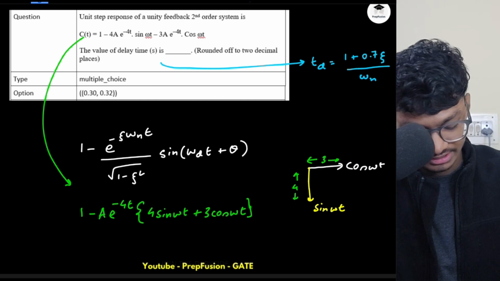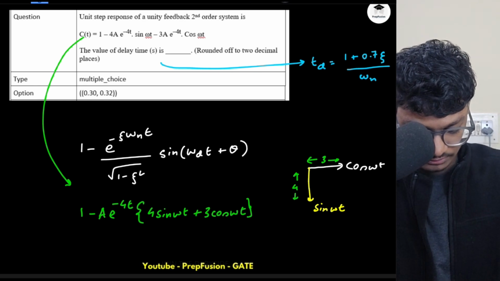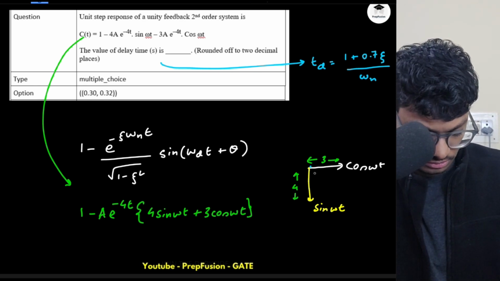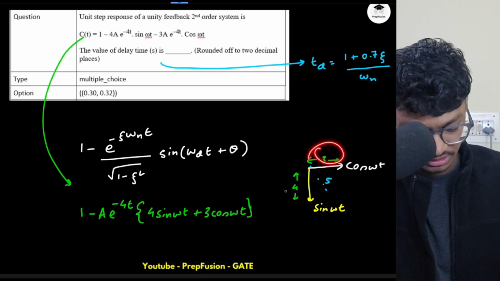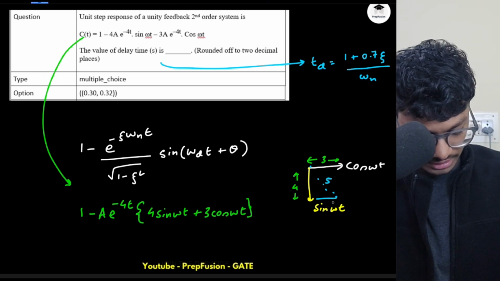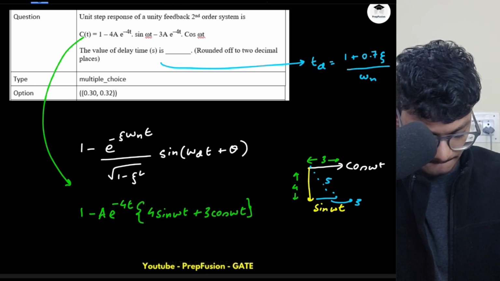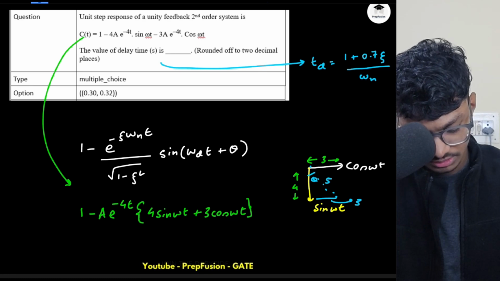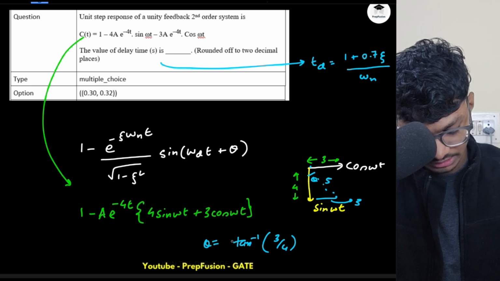And my reference will always be sine. So I will draw a triangle. The hypotenuse of the triangle will be 5 because of Pythagoras, 3 square plus 4 square. The height, the altitude of this triangle, is 3. The base is 4. So what will be this angle theta? From the sine, it will be tan inverse 3 by 4. This is my angle theta, correct?